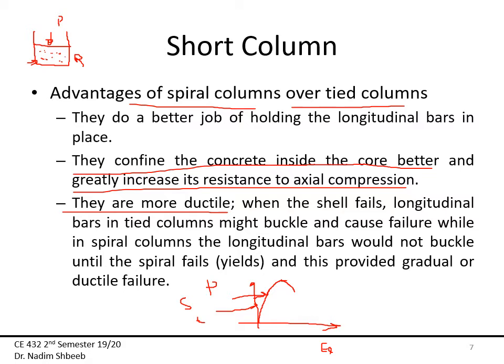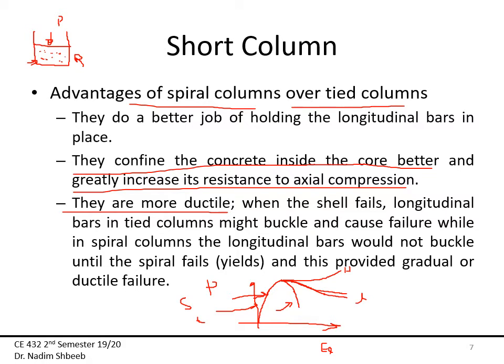For tied columns, that behavior depends on how heavily reinforced it is. So if I have a heavily reinforced spiral, it will probably go this way. If I have a lightly reinforced spiral, it will go like that. So you can see there's this additional strength. This is heavy, and by heavy I mean the reinforcement or spiral ratio. This is heavy and this is light, still better than my tied column.